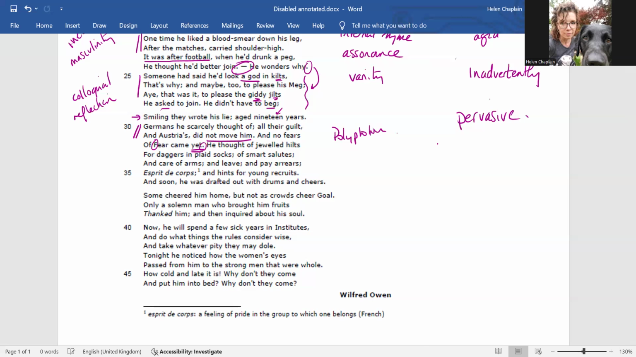And again, we have that caesura in there just to give you a minute to say, well, it's the inevitability of it. He thought of jeweled hilts for daggers in plaid socks, and again, this is like the kilts. This is the ceremonial army. This is the decoration. This is somebody who's interested maybe in superficial appearance. Let me just get the spelling of that. Superficial. That's right.